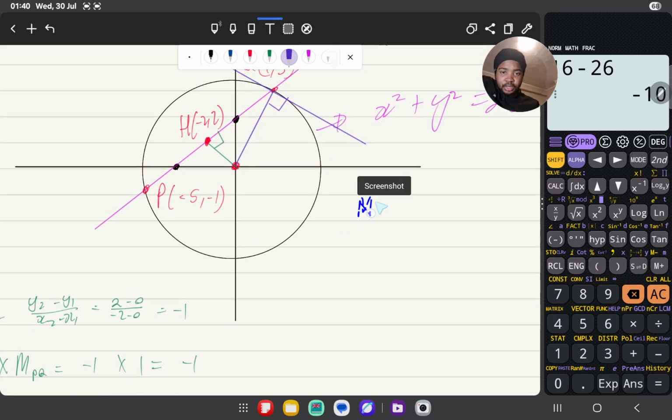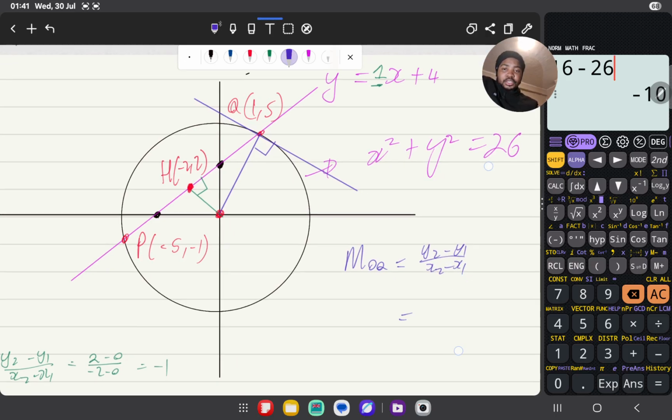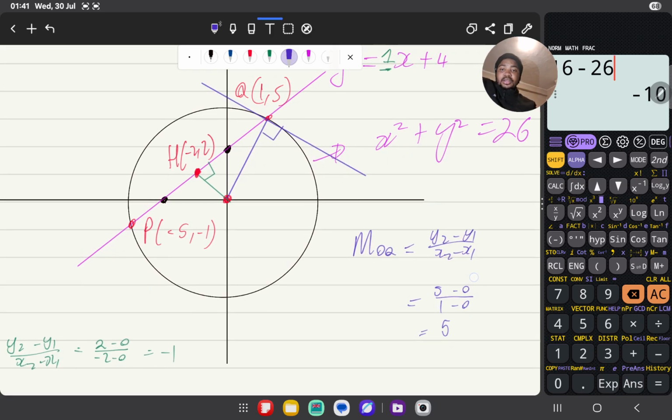So okay, the gradient of OQ is y2 minus y1 over x2 minus x1. I have my points over there, so I have 5 minus 0 over 1 minus 0, which is 5. And it makes sense.